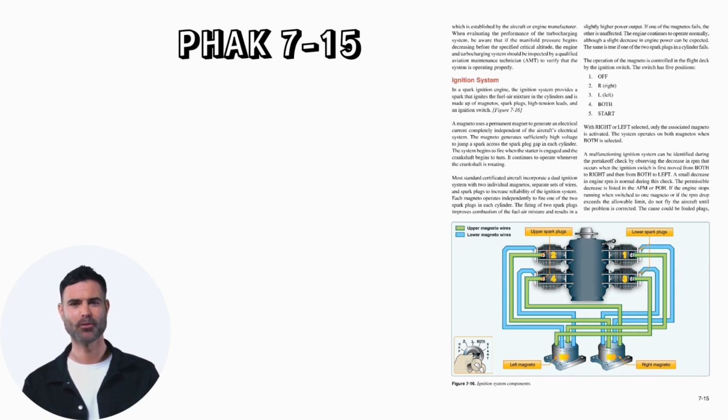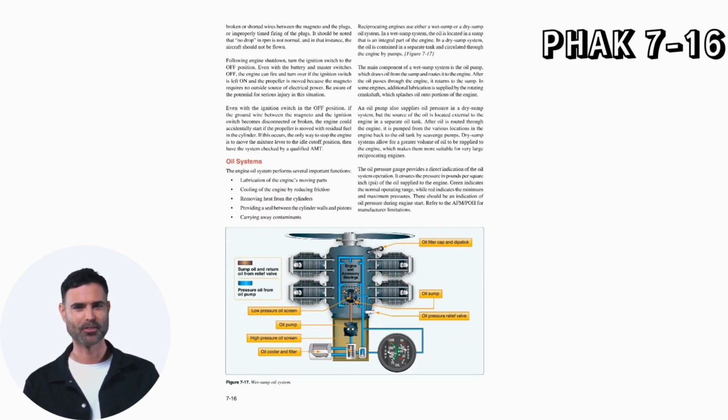If the engine stops running when switched to one magneto, or if the RPM drop exceeds the allowable limit, do not fly the aircraft until the problem is corrected. The cause could be fouled plugs, broken or shorted wires between the magneto and the plugs, or improperly timed firing of the plugs. It should be noted that no drop in RPM is not normal, and in that instance, the aircraft should not be flown.